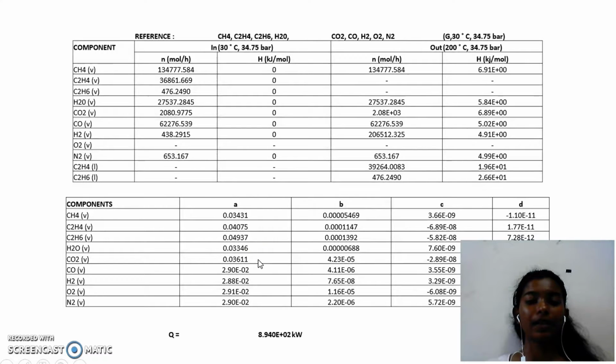Alright, and for the reference to find the H value, the reference is kept as vapor phase, 30 degrees Celsius and 34.75 bar. To find the Q value, the value of N is multiplied with H and all the multiplication values are summed up to find the value of Q. And the CP value for liquid is obtained from the internet.